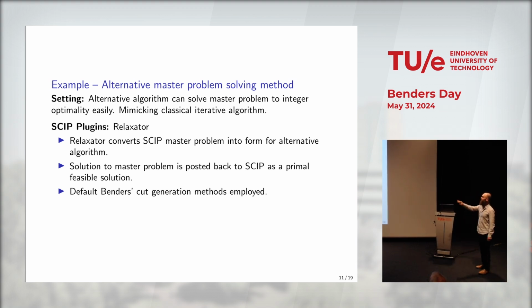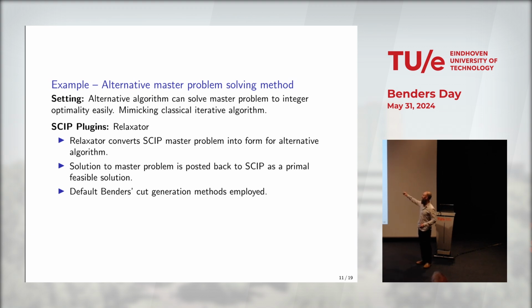This example, I didn't know you could do this, but I ended up having to do it, and it worked relatively well. I needed to make the classical approach work, and because I had an alternative algorithm that could solve the master problem relatively well, I could solve the MIP quite quickly, but I didn't want to do the branch and cut approach. And so I had this thing called a relaxator. It converts the SCIP problem into this alternative algorithm, and then once I solve it, I send the solution as a primal solution, which then generates cuts, and then that puts the cut into the master problem, and then you repeat.